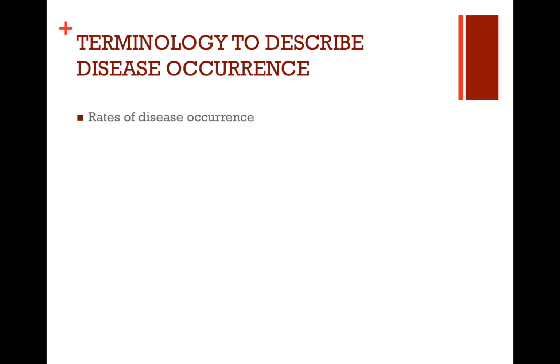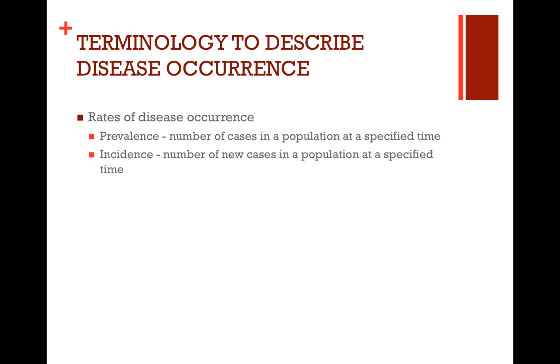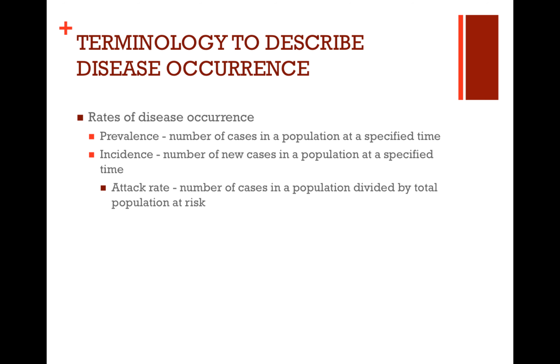And when we think about disease, we don't just think about the raw numbers, how many people got the disease, but really we look at rates of disease occurrence. And there are two ways to consider this. One is prevalence, which is the number of cases in a population at a specific time. And incidence is the number of new cases in that population at a specific time. And an attack rate is really the number of cases in a population divided by the population at risk. So we'll talk about that a little bit more in a minute.